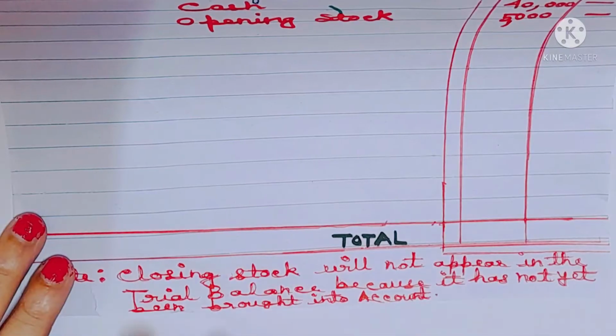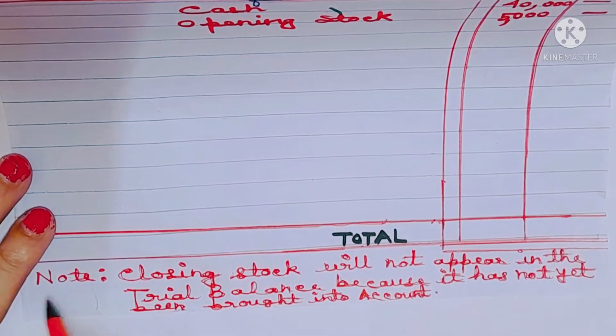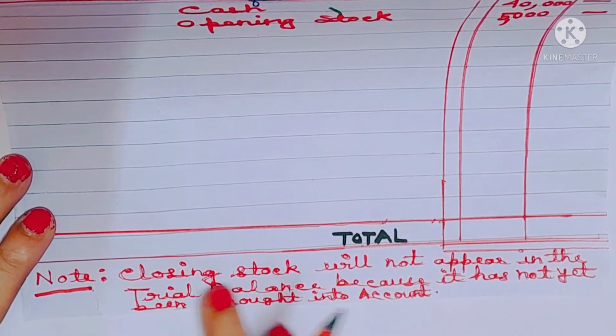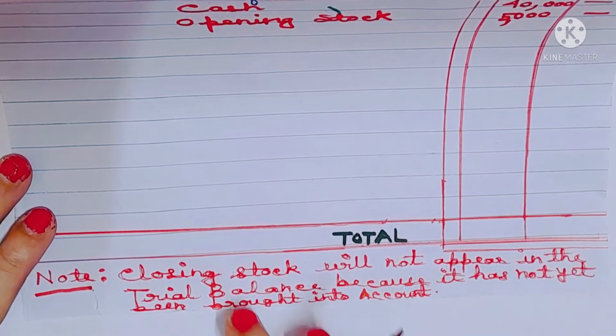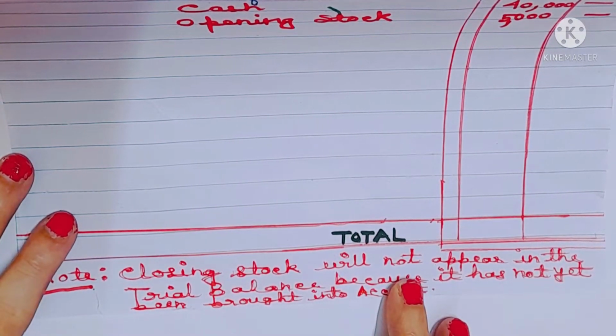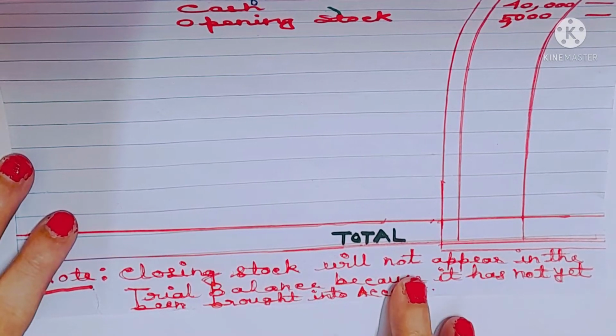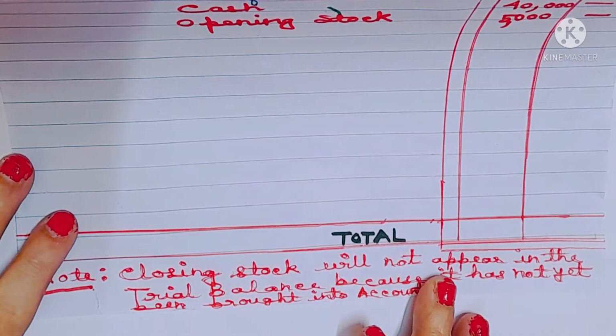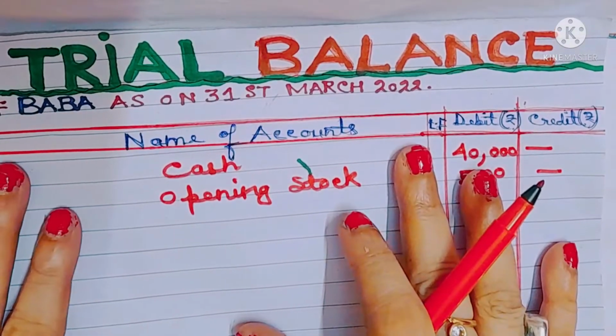Okay. Instead, we'll write a short note. Closing stock will not appear in the trial balance because it has not yet been brought into account. That means closing stock has not been deducted from the purchases. Understood? Now let's see the next account.